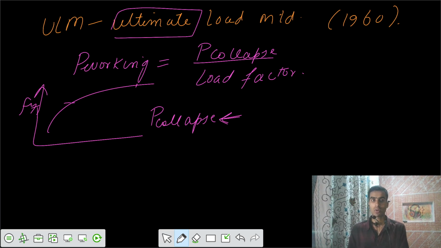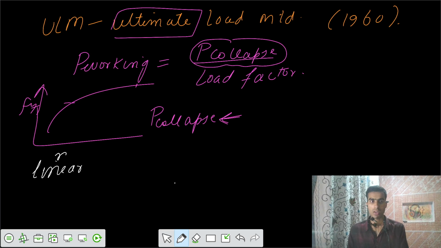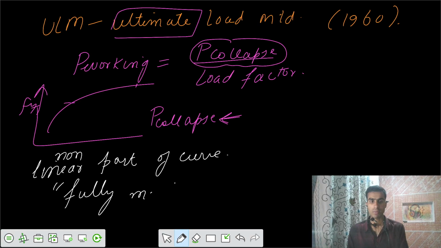So our working load should be such that the peak collapse would cause the collapse of the structure. But based on this method, you don't go to full collapse. You should go to some working load. That means there should be some factor associated with that load. That's why your load factor is there. And it says that I am going to use the material even on the non-linear part of the curve. So it tries to utilize the material fully.